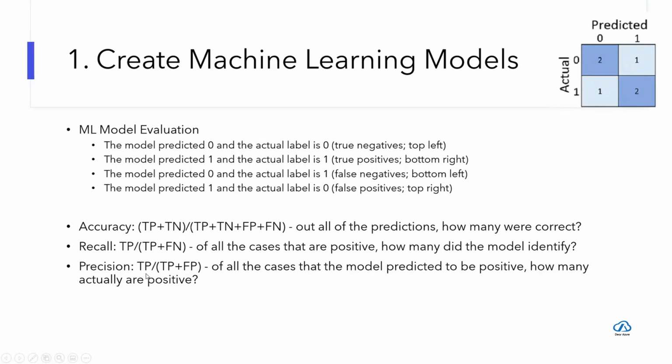The precision is true positive divided by true positive plus false positive. So of all the cases that the model predicted to be positive, how many are actually positive? These three are very important terms in data science to evaluate your model: accuracy, recall, and precision. You need to know these. So these are the high-level information that you will get: what kind of machine learning models like regression, classification, and time series are used, and the very basic ways of evaluation and evaluation terms.